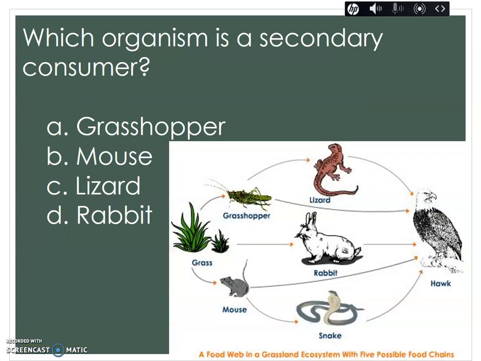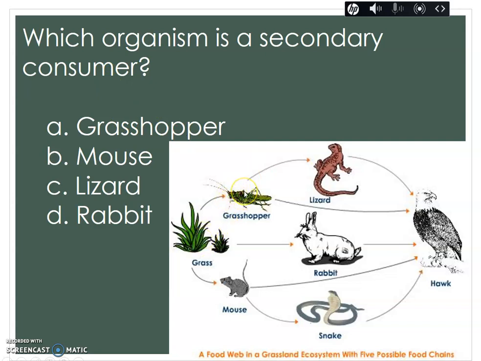Okay, so now which organism is a secondary consumer from this scenario? What I would suggest is if you have your notes or you have a food web or food chain, go ahead and label it. Put P for producer, and then put 1C for primary consumer, or you can just put PC for primary consumer, SC for secondary consumer, and TC for tertiary consumer, so that when you have them all labeled, you can go back to this question several times and quickly answer it. Okay, so let's go back through and see which one would be a secondary consumer.